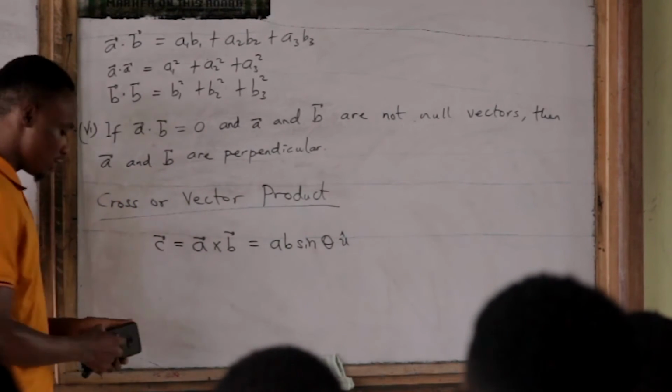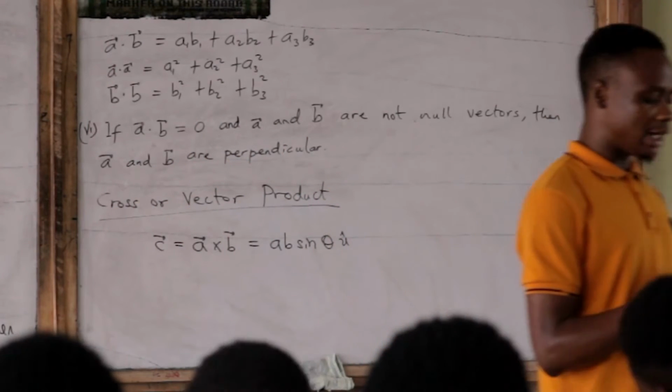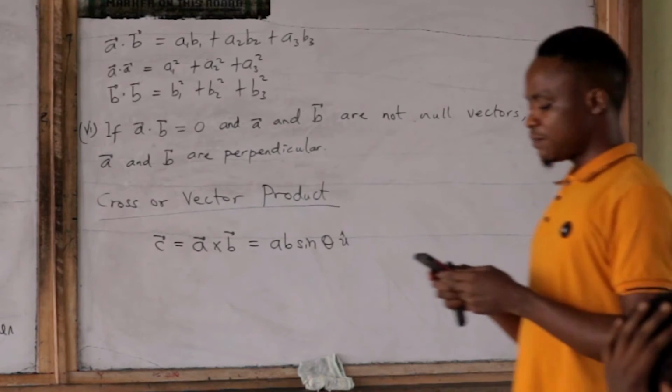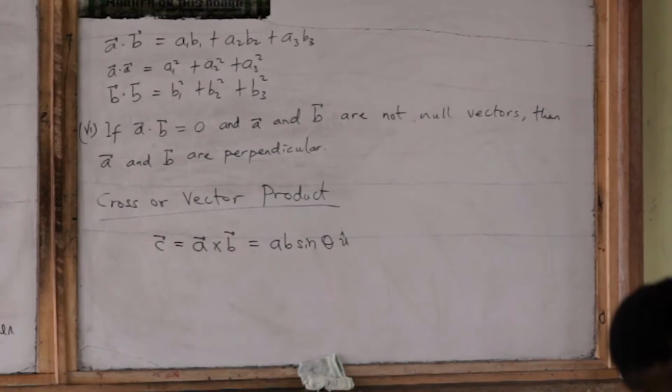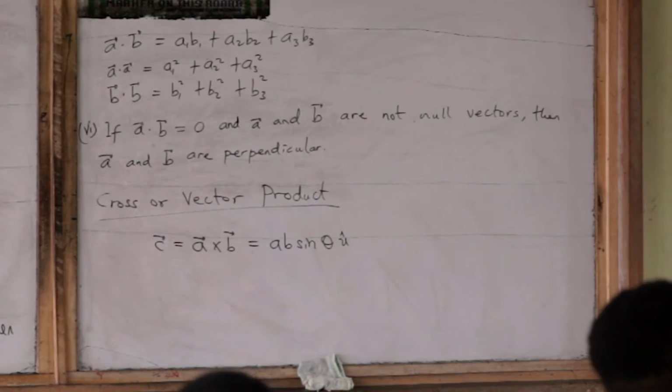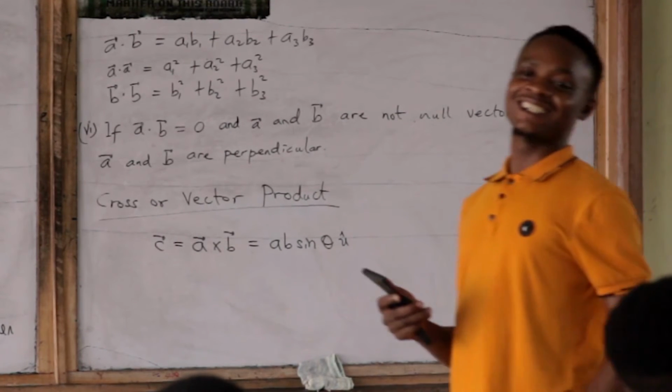So you can write this down. The direction of C is perpendicular to the plane containing A and B, such that A, B, and C form a right-handed system.